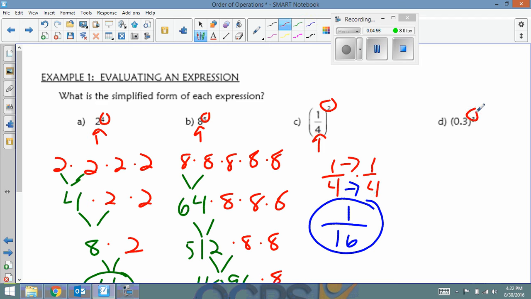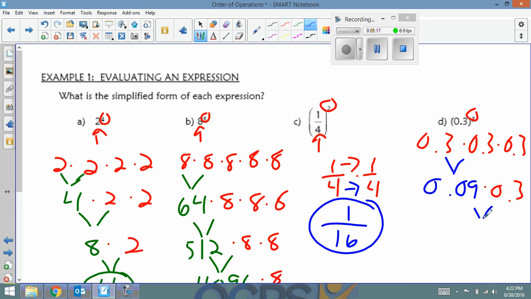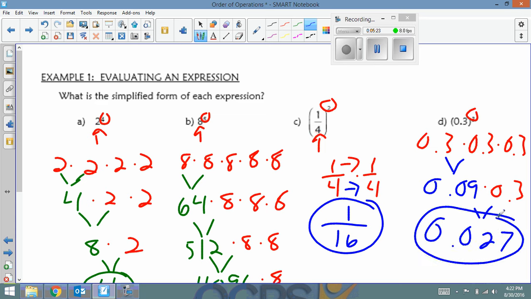And last one, we're going to do the 0.3. So 0.3 times 0.3 times 0.3. We have to write it 3 times because that exponent tells us. So 0.3 times 0.3 is 0.09. And then times that 0.3 gives us our final answer of 0.027. So that's a little bit about exponents. We're going to continue to do some examples here.